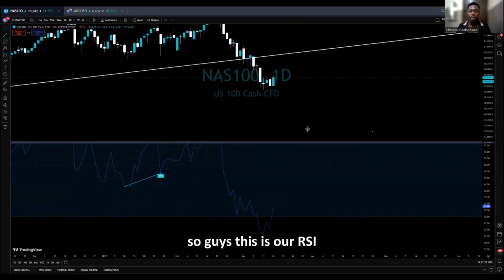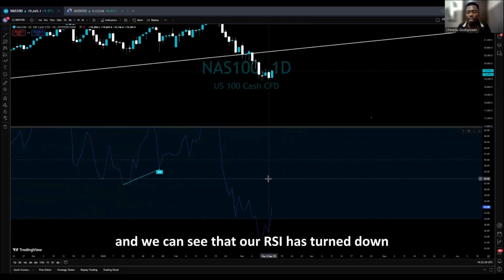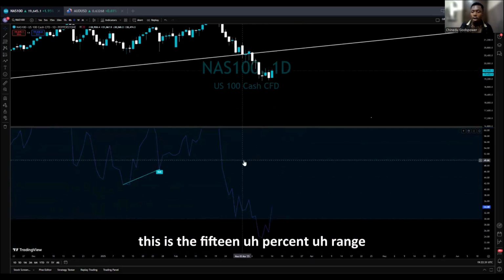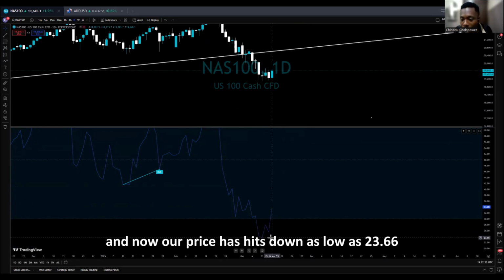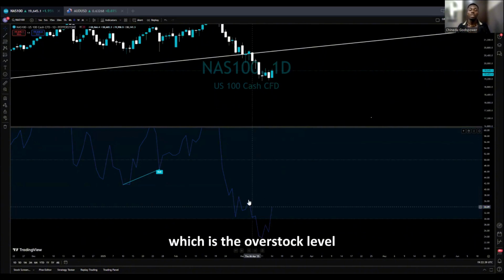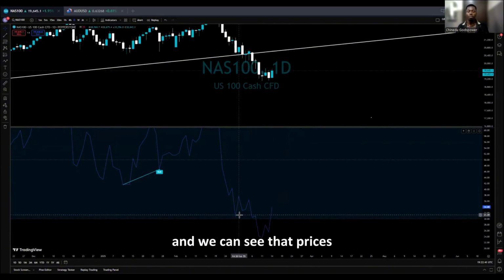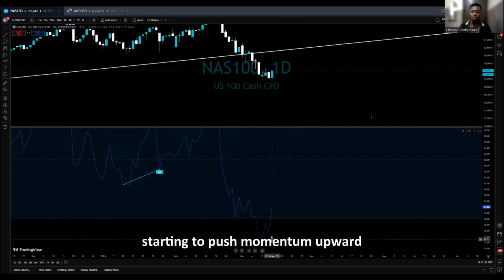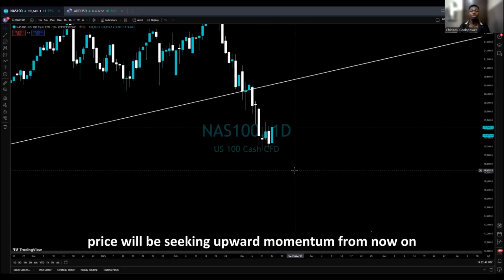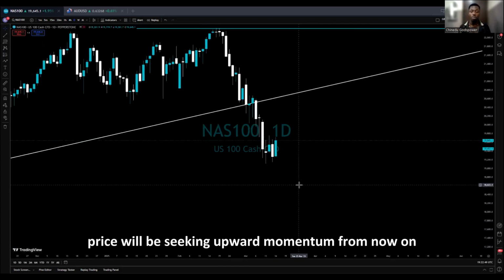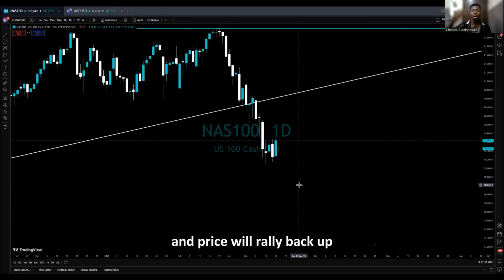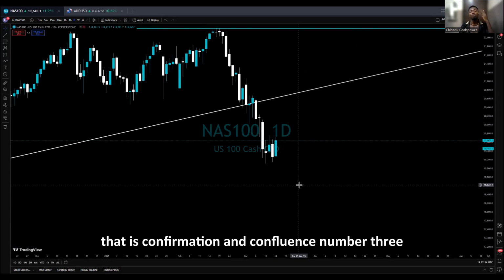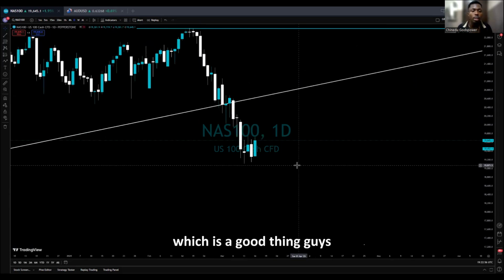So guys, this is our RSI, and we can see that our RSI has tanked down. This is the 15% range, and now our price has hit down as low as 23.66, which is the oversold level. We can see that price is starting to push momentum upward, which tells us that price will be seeking upward momentum from now on, and price will rally back up. That is confirmation and confluence number 3, which is a good thing, guys.